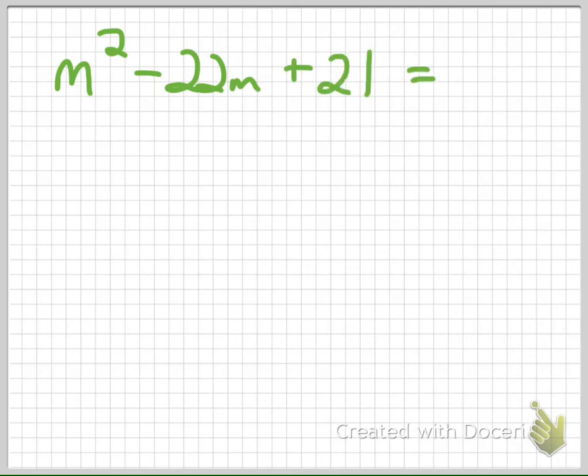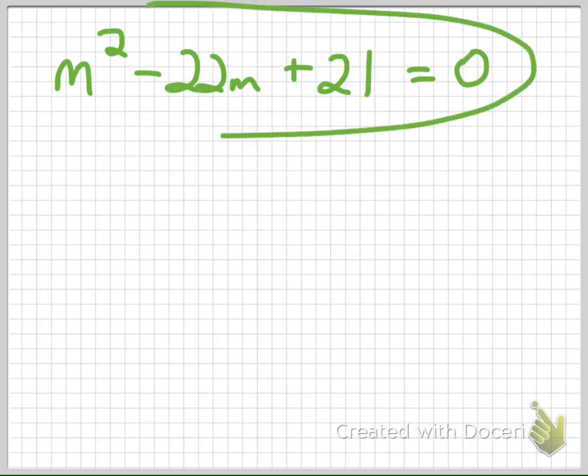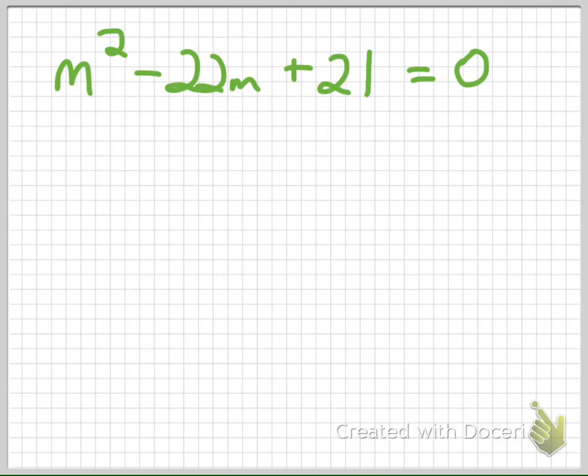Okay, remember this one? m squared minus 22m plus 21 equals 0. If you have your work, you can already do it, or you can do it again. I don't care. I want you to solve that equation. Suddenly, I don't tell you to factor. I tell you to solve. But you have to solve it by factoring.